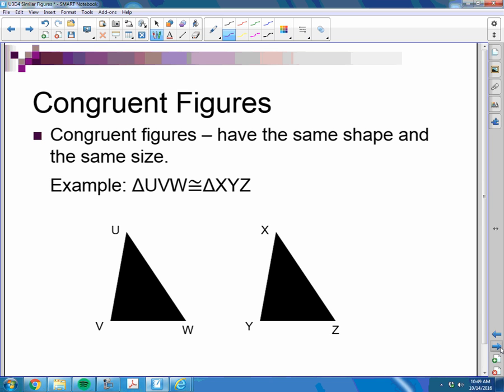And part of the reason I put this slide in there is I need you to understand what this symbol means. It means congruency. But the 3 lazy lines come out. It means that it's congruent. If it says triangle UVW is congruent to triangle XYZ, then it's basically telling you that those two triangles have exactly the same length. They're exactly the same size. They have exactly the same areas. They have exactly the same size angles. Everything is the same.